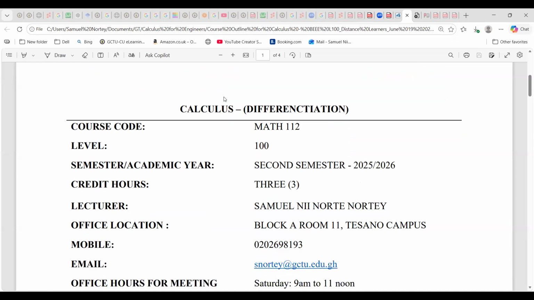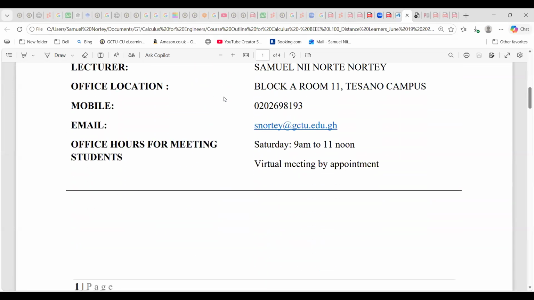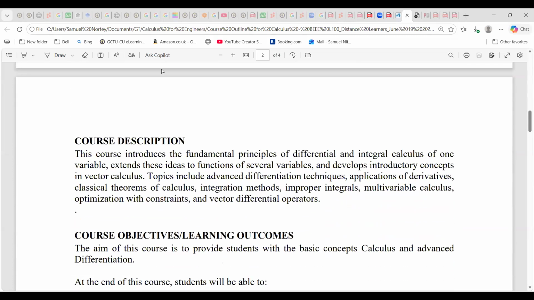Okay, so this course is course 112, second semester, and it has all the details in the first page. But what are we to look at? So the fundamental principles of differential and integral calculus. Basically, that is the main aim of this course. We looked at a few of differentiation and integration last semester. We want to extend this to several variables and then develop concepts for vector calculus.